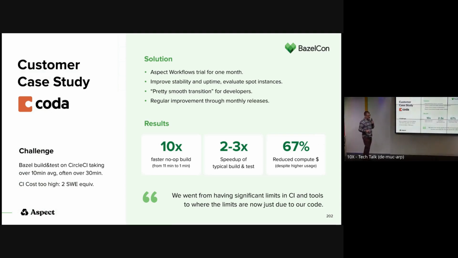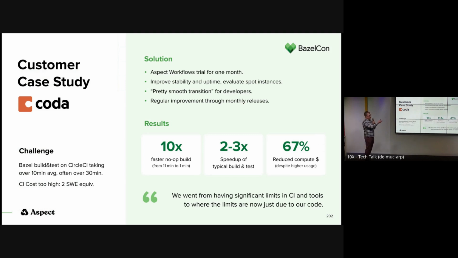And putting it all together, we did a comprehensive case study at Coda. Originally, they were spending about 10 minutes on average and sometimes over 30 minutes on their 99th percentile builds. And the cost was the equivalent of 2 software engineers that they could have hired if they were able to reduce the cost of running on CI. So their compute costs were 2 SWE equivalent. So for the solution, we did our 1-month trial. We proved to them that it had good stability, uptime, and the developers were able to transition.